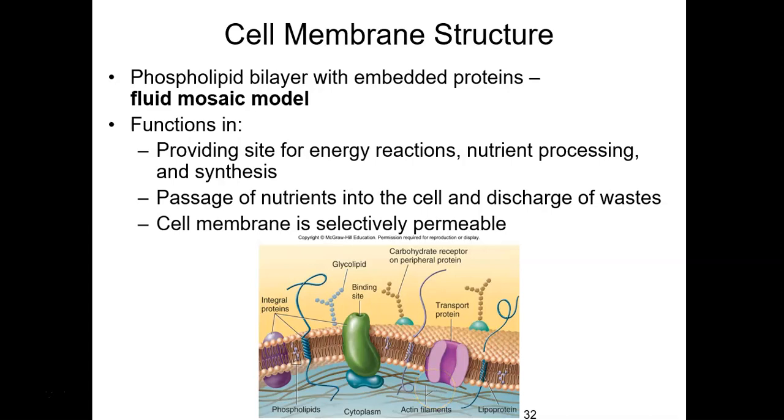And the cell membrane really needs to be what we call selectively permeable, meaning that it's going to decide what's allowed into the cell and what's pushed out of the cell. So it's going to carefully decide what's allowed to come in. We call this selectively permeable.